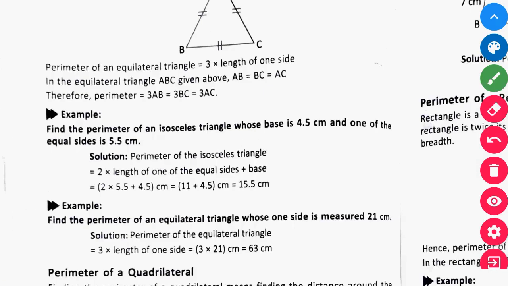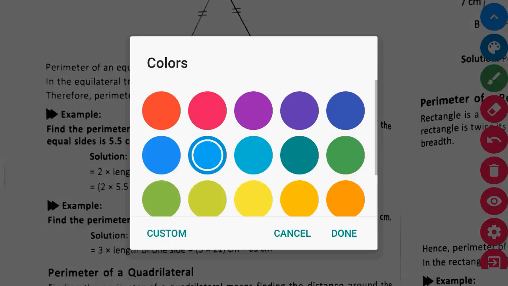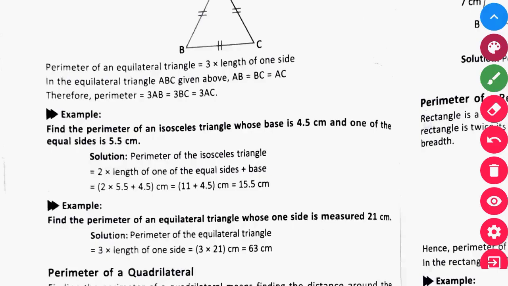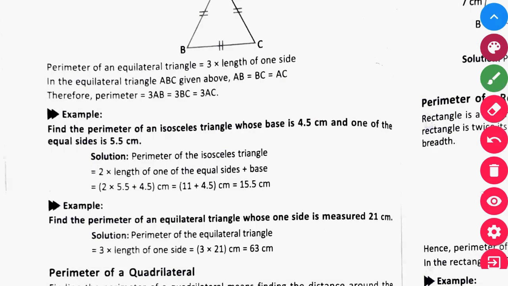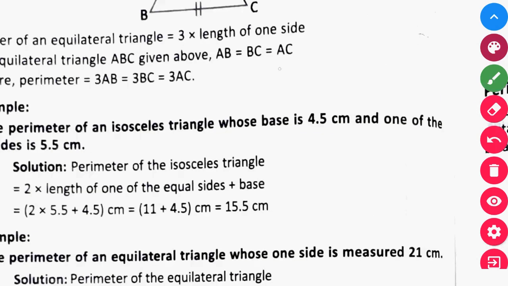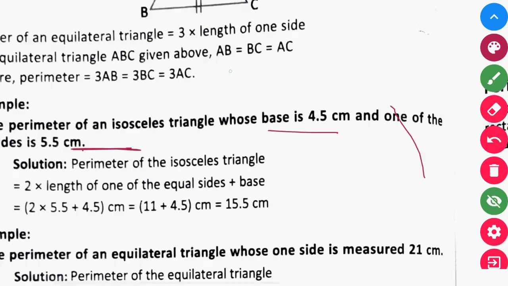Now see, find the perimeter of the isosceles triangle whose base is 4.5 centimeter and one of the equal sides is 5.5. I already told you what we are going to do here. Now see, base is 4.5 and one of the sides is 5.5.